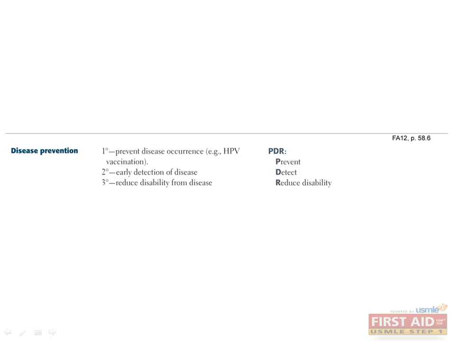Secondary disease prevention is aimed at early detection of disease to decrease the severity of disease. Can you think of examples of secondary disease prevention? Examples of secondary disease prevention include screening tests, such as pap smears and colonoscopies. Tertiary disease prevention is aimed at reducing the morbidity and mortality stemming from the disease. Can you think of examples of tertiary disease prevention? Examples of tertiary disease prevention include most treatments, such as chemotherapy or surgery.